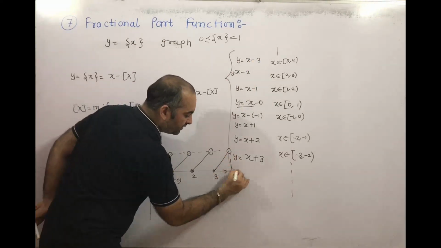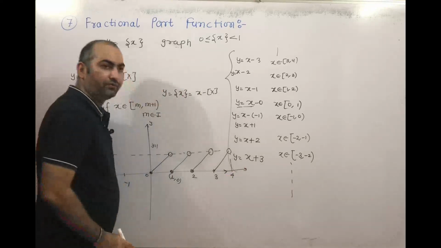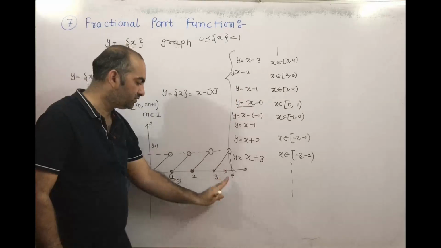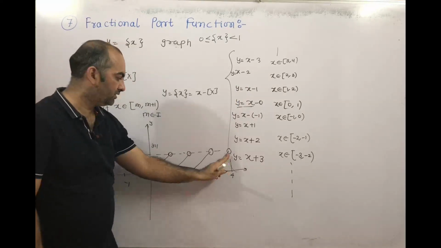At this point, 4 will come. So 4 is not included. If you put 4 here, 4 minus 3, 1 we will get. So 4 is not included, so y equal to 1 also not included. So these points are not included.